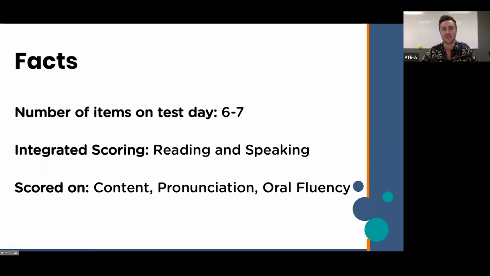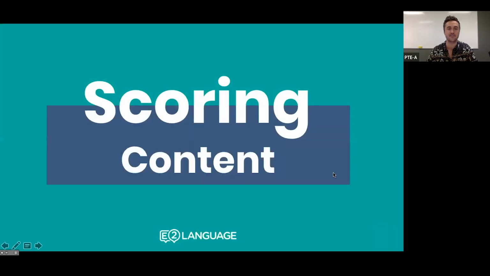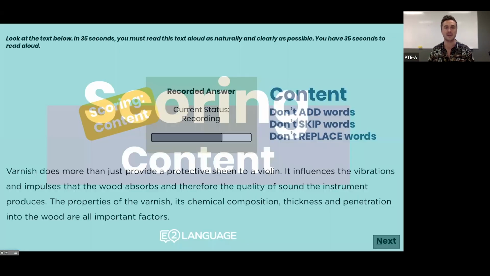You're scored on 3 factors, okay? You're scored on content, pronunciation, and oral fluency. Let's break these down and look at them in detail because it's important that you understand how you're scored, so that on test day, or certainly while you're preparing for test day, you're thinking about the scoring itself, because that is what it's all about.